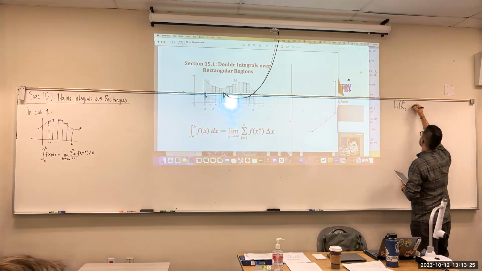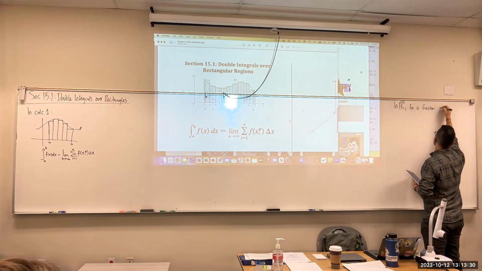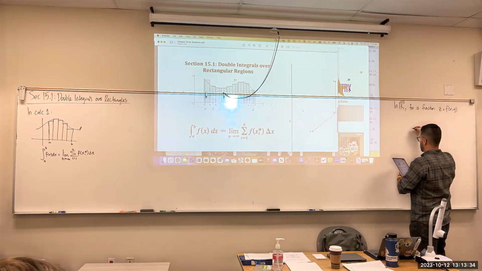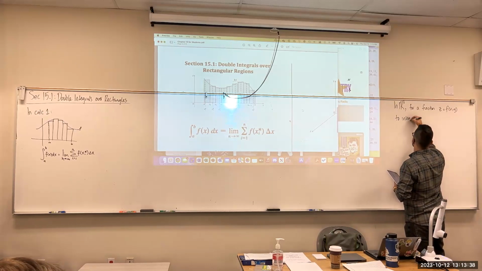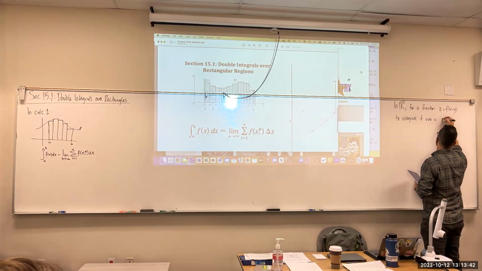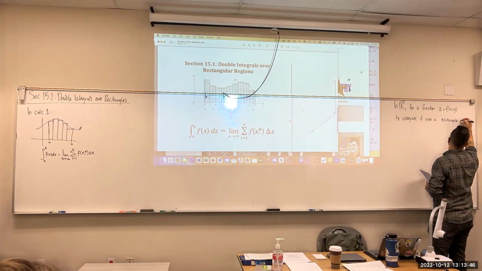All right. So what we're going to do is, for a function z equals f of x y, integrate f over a rectangular region R.